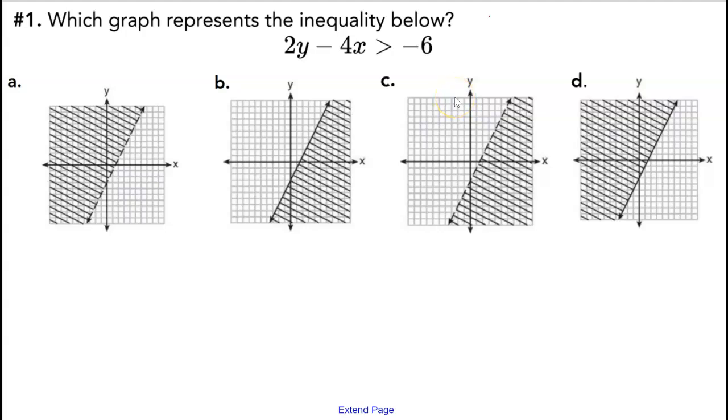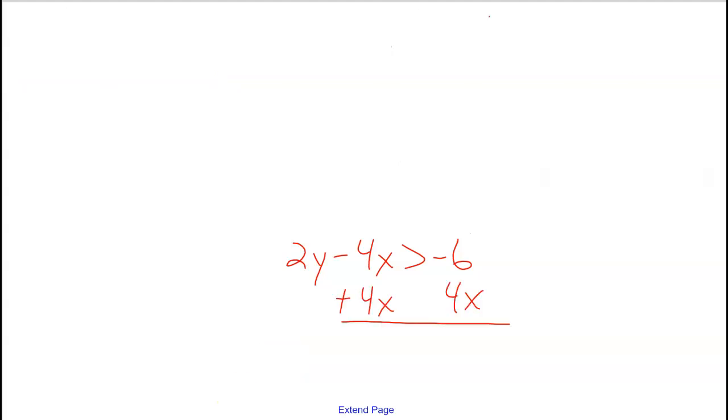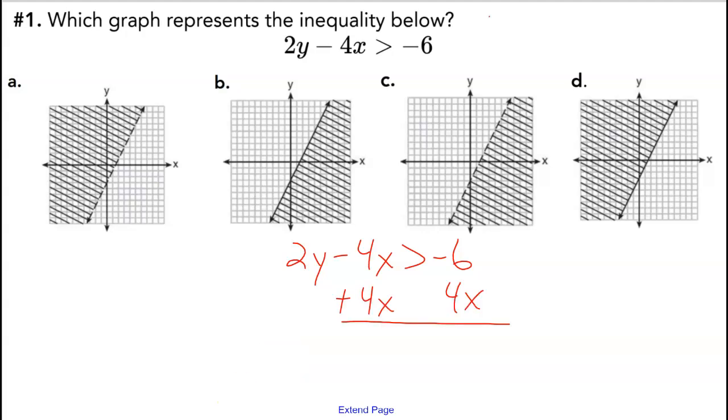Another way to do it is to graph it in slope-intercept form. In order to do that, we have to rewrite it, because it's in standard form. So first, I'm going to rewrite the inequality: 2y minus 4x is greater than negative 6. I'm going to solve for y. I need to remove this negative 4x, and I do that by adding 4x on both sides. Remember, these are not like terms, so you cannot combine them. So you get 2y is greater than 4x minus 6.